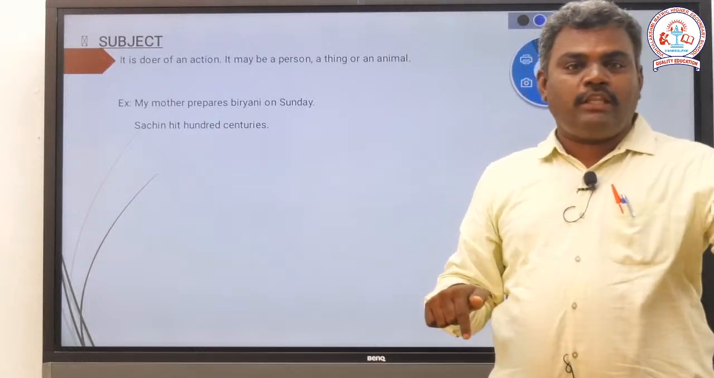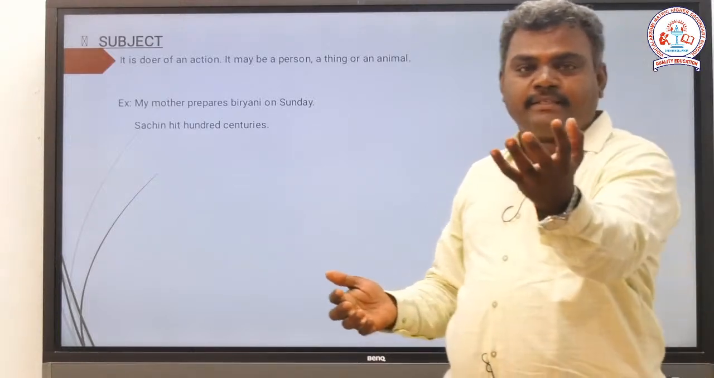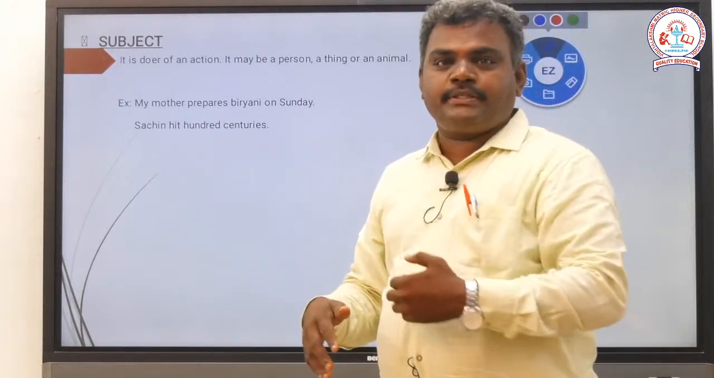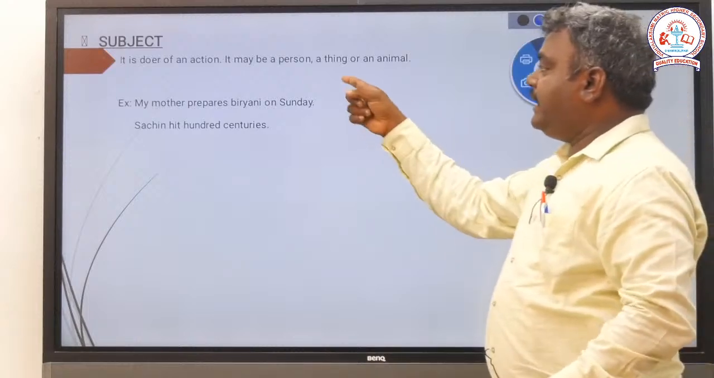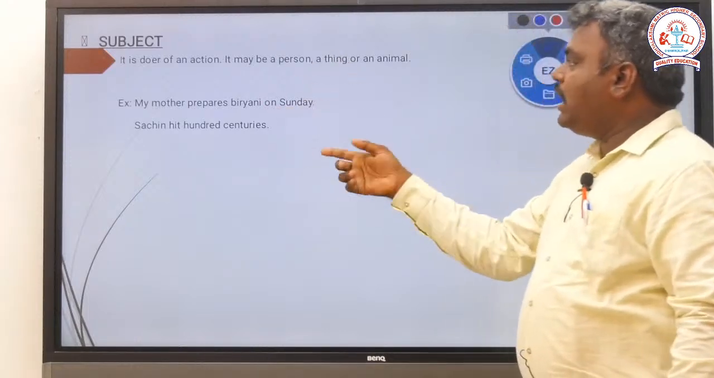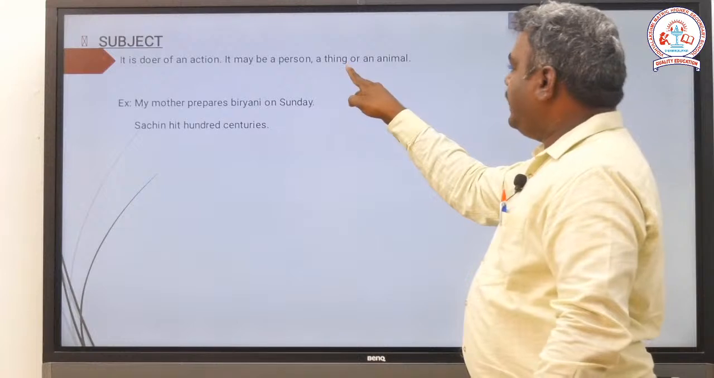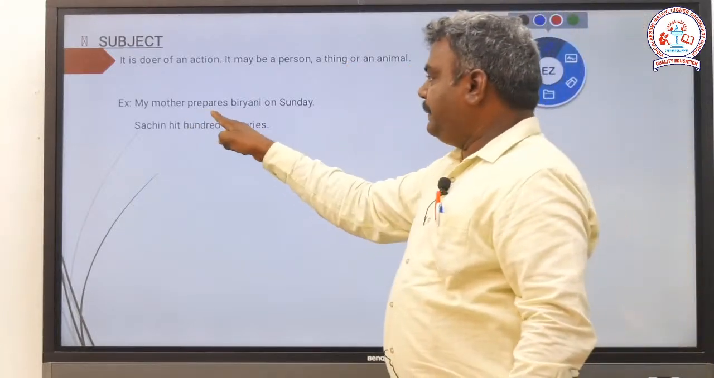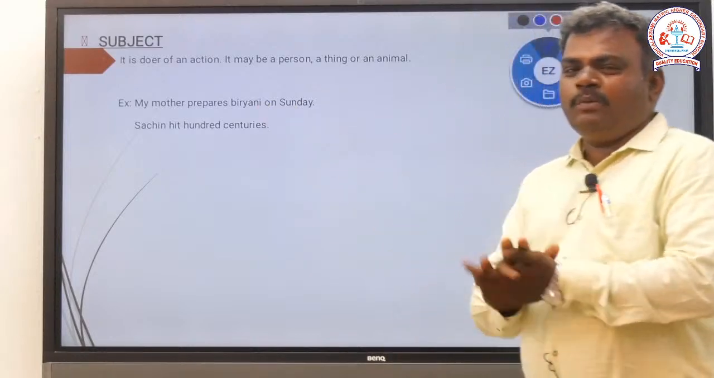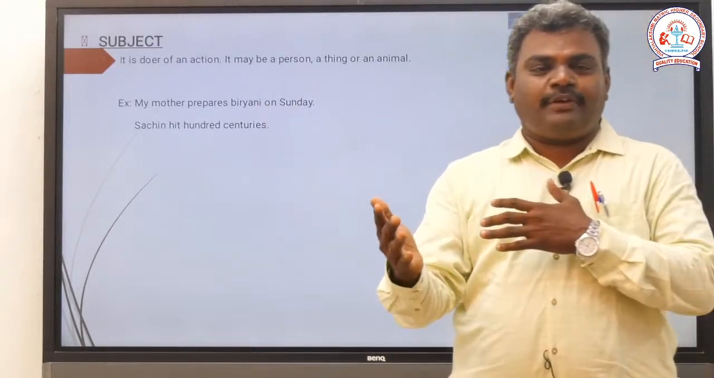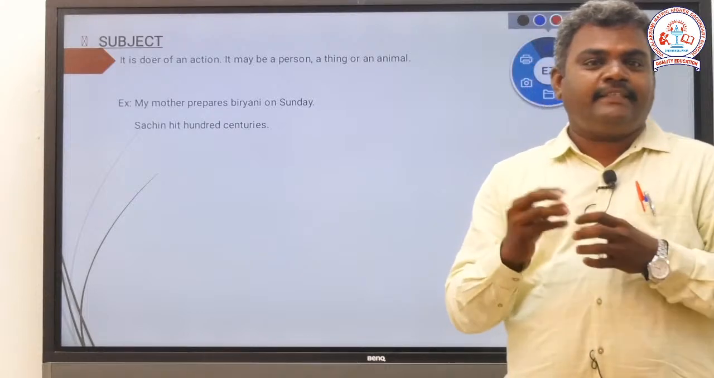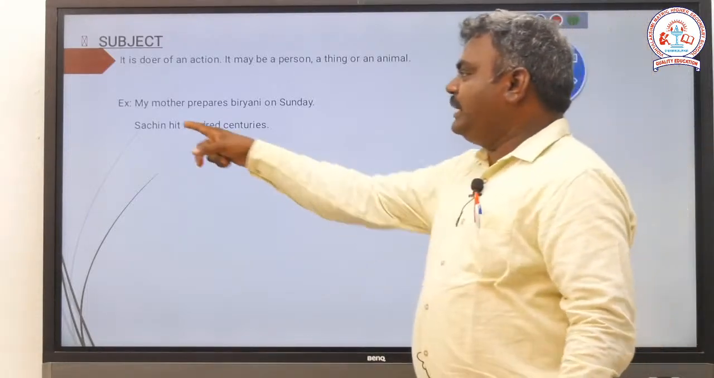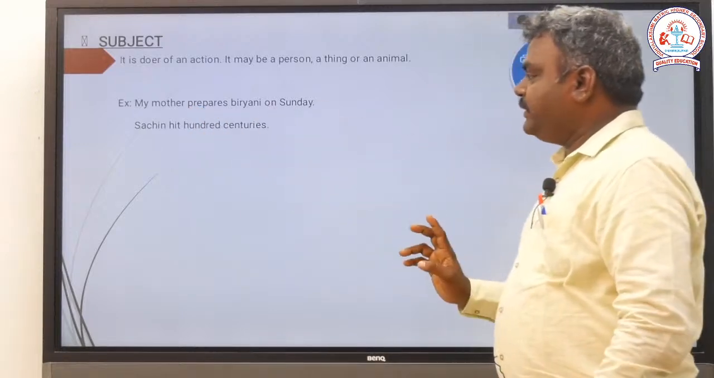The computer does all the works. The camera is focusing on me. The dog walks. So a subject can be a person or an animal or a thing. Example: my mother prepares biryani on Sunday. Most probably I'll take examples from cricket as well as food, because I like both things very much. Even everyone likes it. Usually my mother prepares biryani on Sunday.